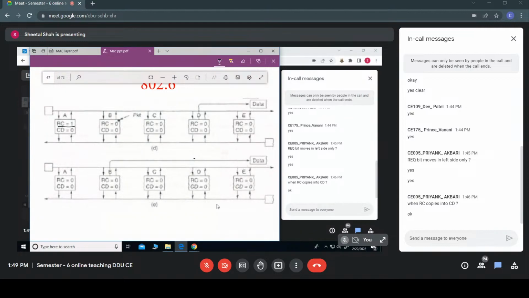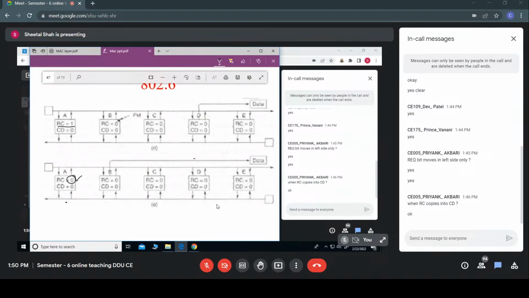So what it will do, it will put its data into the payload field of that 53 byte cell, and the busy bit would be set to 1. And when the busy bit reaches here, it will decrement the count by 1 and make it 0. Is this thing clear? So you can see how the FIFO order would be maintained by using these two counters, the request counter as well as the countdown counter.